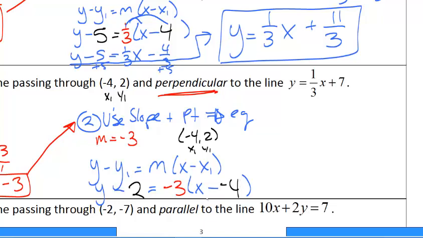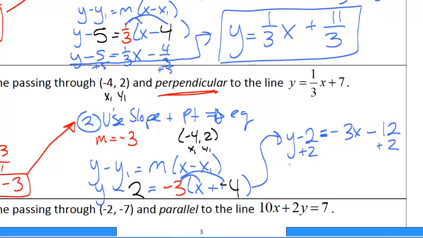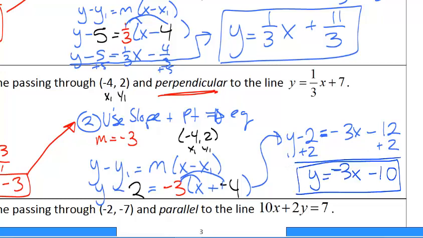Again, this is an answer. It's just not in the right form, so I'm going to clean it up by distributing. That's y minus 2 equals negative 3x. Add a line, change the sign, that's plus 4, so when I distribute that gets me negative 12. And then I add 2 to both sides, and I have y is equal to negative 3x minus 10.